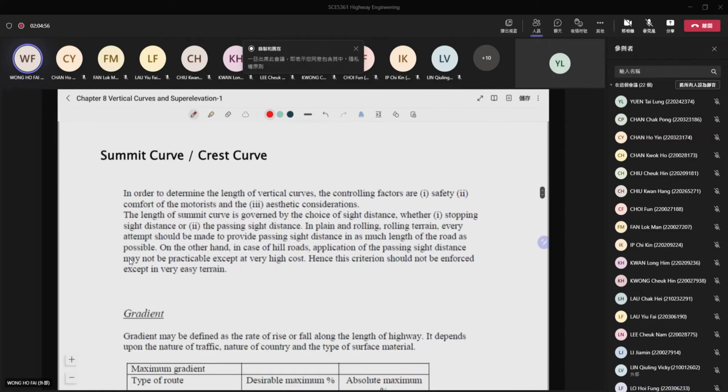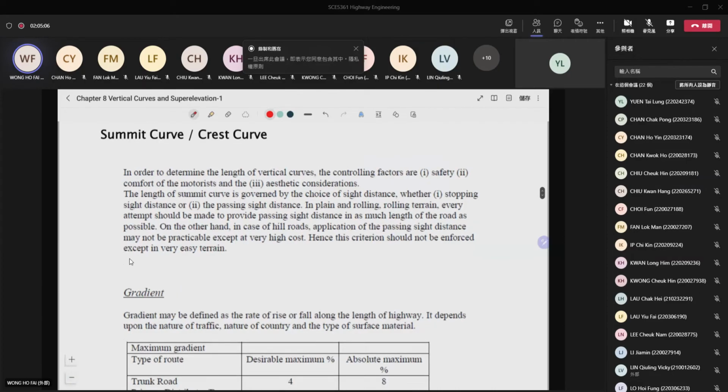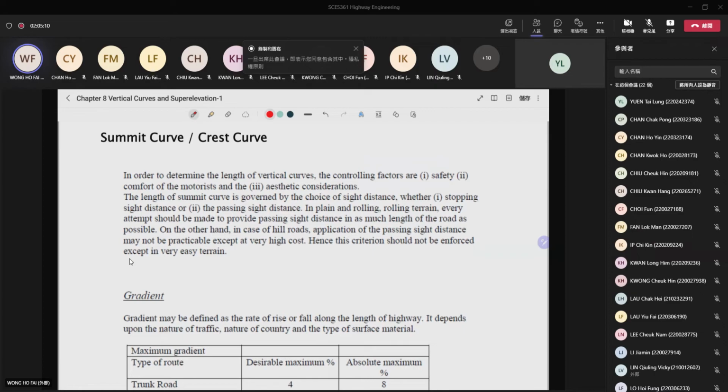Because this is an easier transition and it is more comfortable. So in order to determine the length, you usually consider some factors. The controlling factor, first of all, is always safety. The second is comfort. And the third one is aesthetic consideration. As I mentioned, for this kind of vertical curve, usually we will choose a parabola. This is the usual way to adopt, because it gives a comfortable transition from one gradient to another.